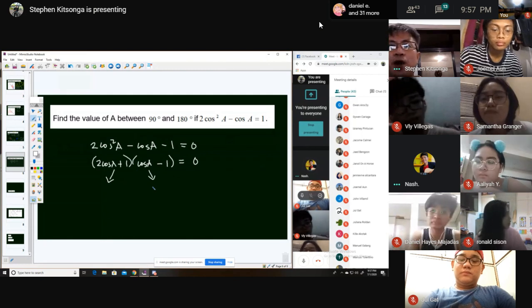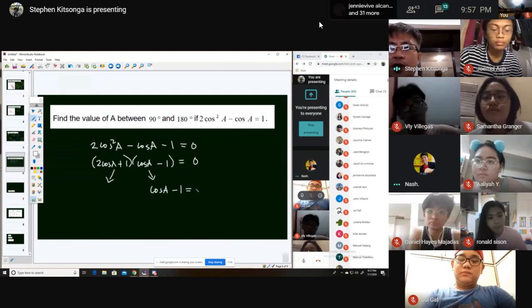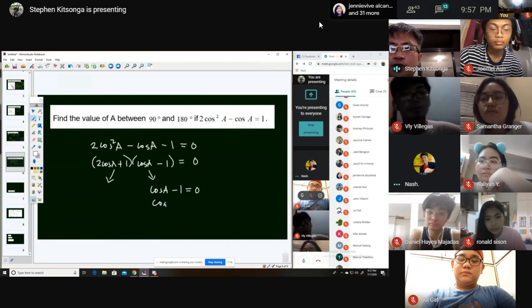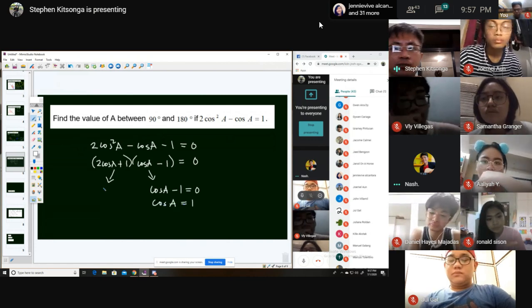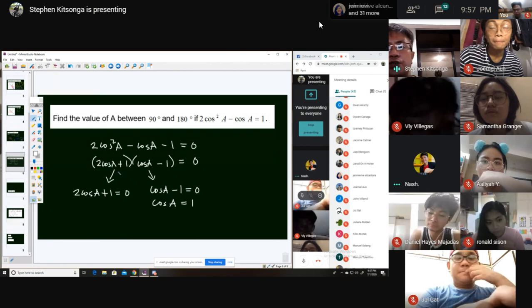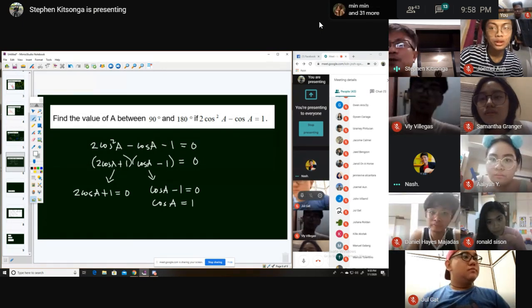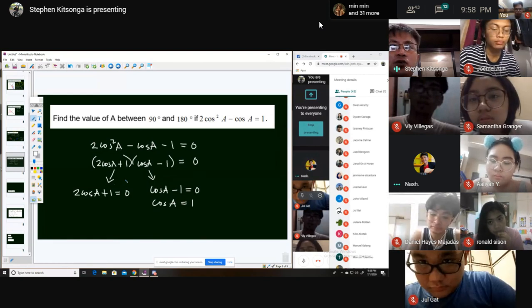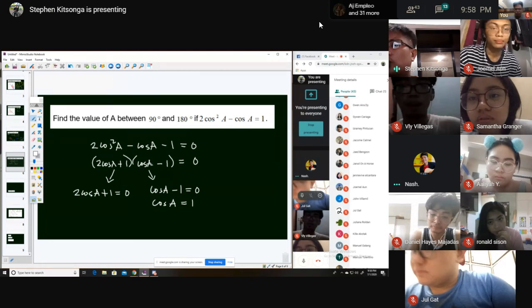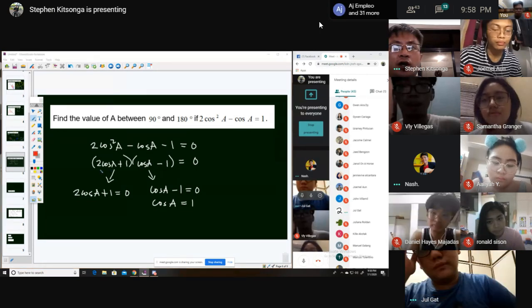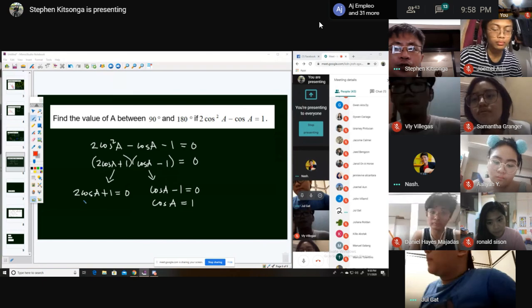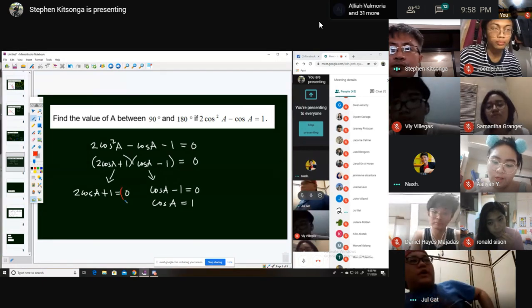You solve each factor to zero. So, cosine A minus 1 is 0. From here, you get cosine A equals 1. Here, 2 cosine A plus 1 equals 0. So, solve each factor to 0. Talangin ko lang kayo kasi guys, gusto kong bumalik lagi sa basics eh. Bakit kaya ini-equate sa 0 yung bawat factor? Why are we doing it? Why are we equating both factors to 0?